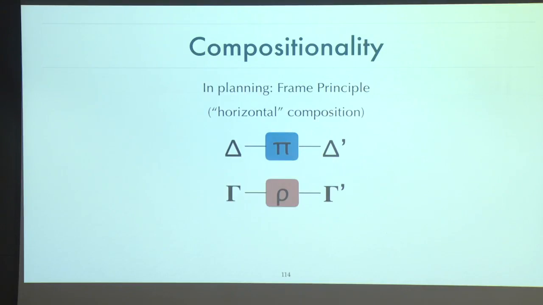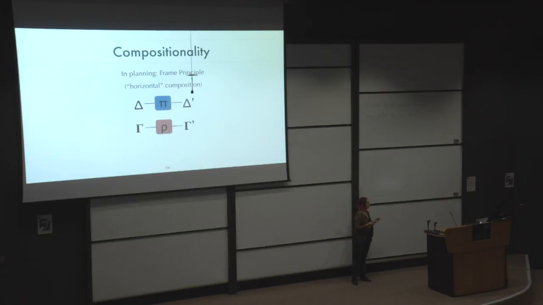And finally, in planning, I want to talk about the sort of horizontal composition principle that's present here, which is a sort of frame principle, which you perhaps are familiar with from things like separation logic and so on. So planning also, and AI in general, cares about this notion of a frame principle in which you can talk about actions that are happening independently of one another so that you can augment your state with things that don't matter and then know that your original plan still works.